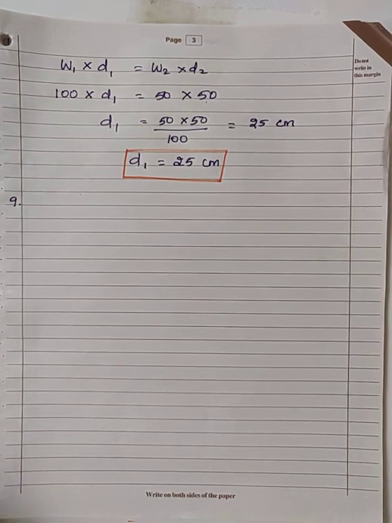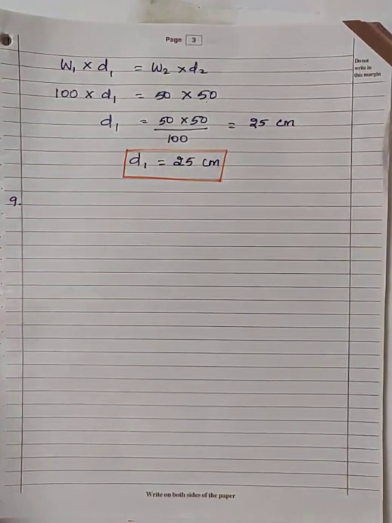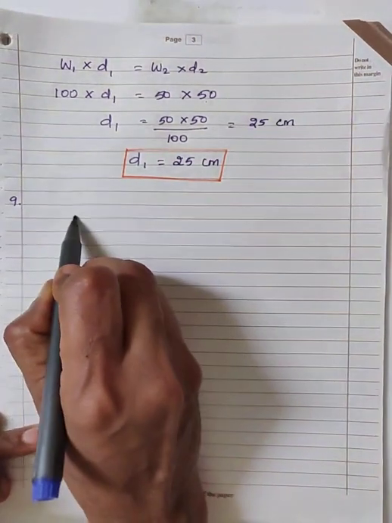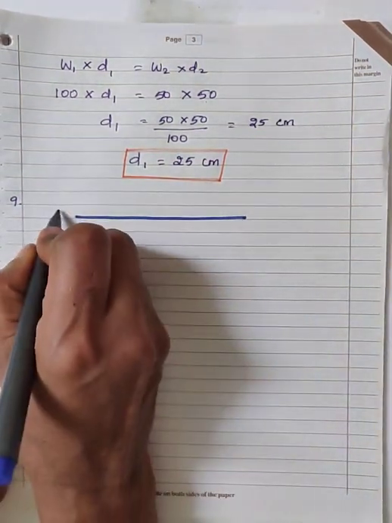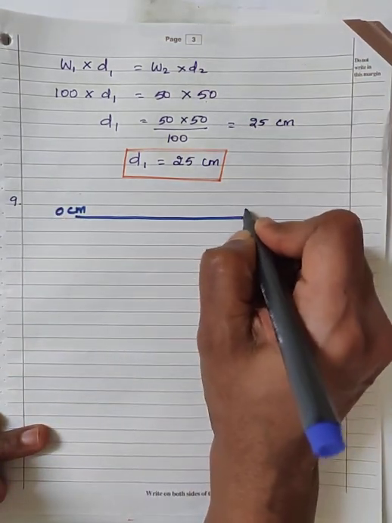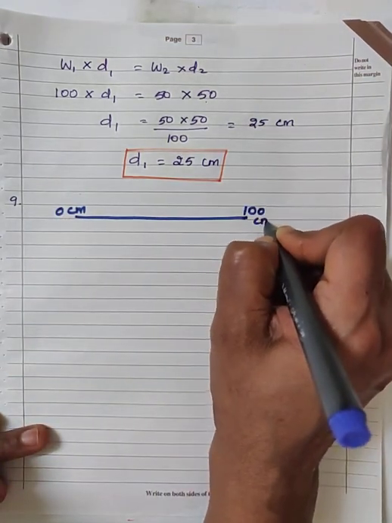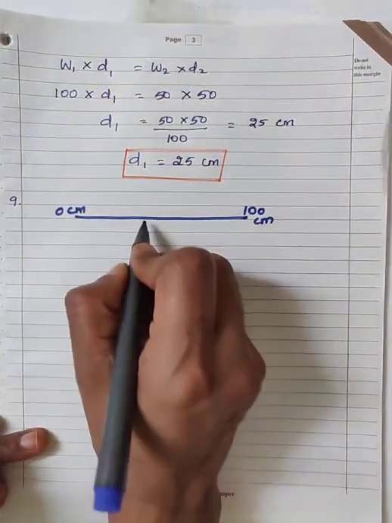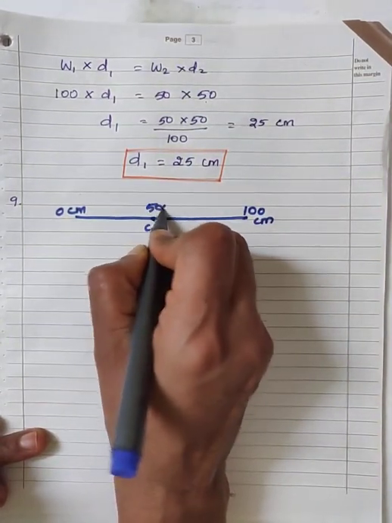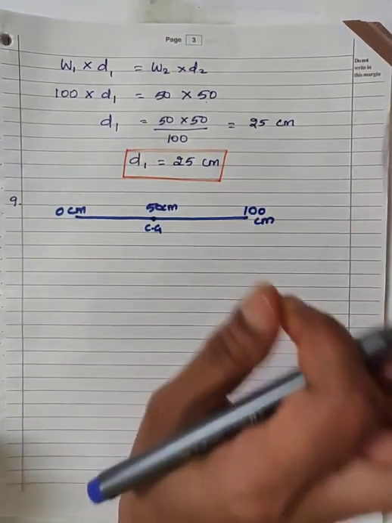Okay. See the first line. Uniform meter rule. Already I told you in the previous question, when you read the word uniform meter rule, you draw the scale whose length is equal to 1 meter. That is, the starting point is 0 centimeter and the end point is 100 centimeter. And the 1 meter rule will have the center of gravity at 50 centimeter. These things you mark.